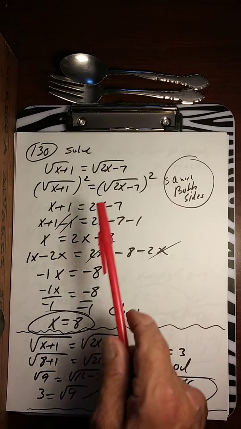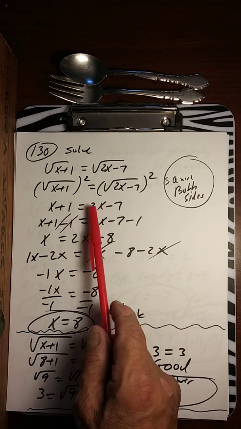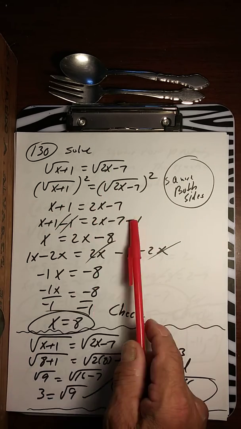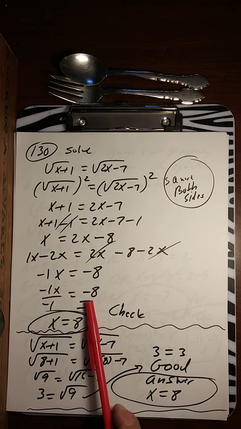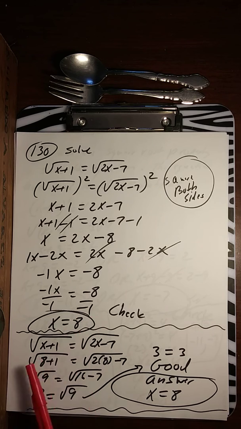Square both sides of this. The radical signs are gone, so x plus 1 equals 2x plus 7. Minus 1, minus 1. X equals this. Minus 2x, minus 2x. Minus 1x is this. Divide by negative 1, divide by negative 1. X is 8. Check it.